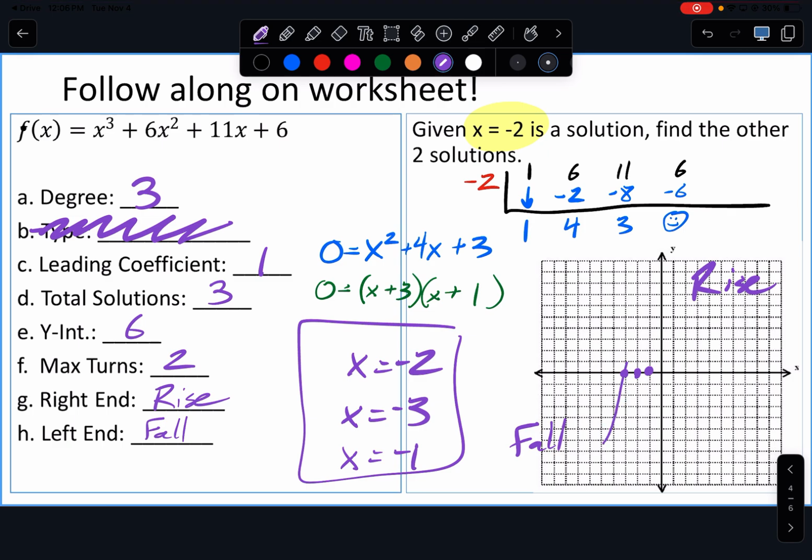So we're going to go through -3, then back through -2, and then, oh, I forgot something. I forgot my y-intercept. 1, 2, 3, 4, 5, 6. And it should go up through 6. Like that.